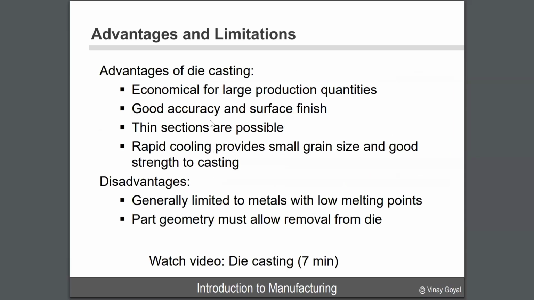The advantage of die casting, like every single one of them, what I like about the chart is that every single one of them tells you what's the advantage, what's the disadvantage. And the idea here is that you get really good surface finish, which is one of the things I like about this process. And the other ones, you can make very thin components that are not possible any other way. Rapid cooling. And then the other one is economical for large production quantities. Again, the disadvantage is limited to metals with low melting points, and the part geometry must allow removal from the die.